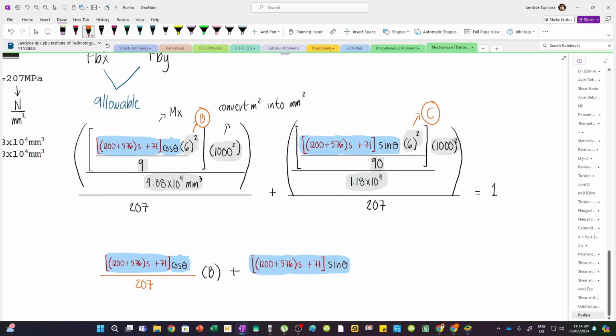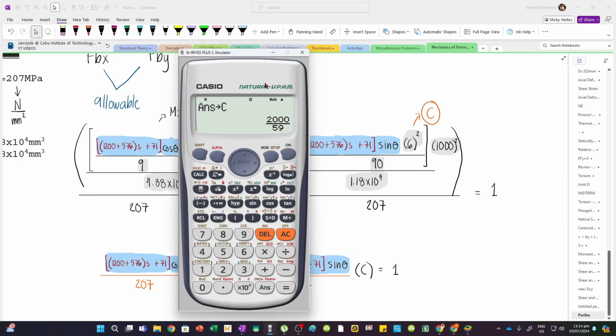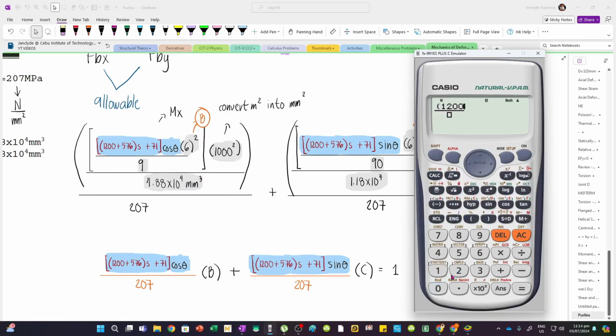This is divided by 207. And then I'm going to multiply this by C. Equals 1, di ba? So dito sa calculator, gagawin ko, 1,200 plus 576 multiplied by S. That's my unknown. And then cosine theta.